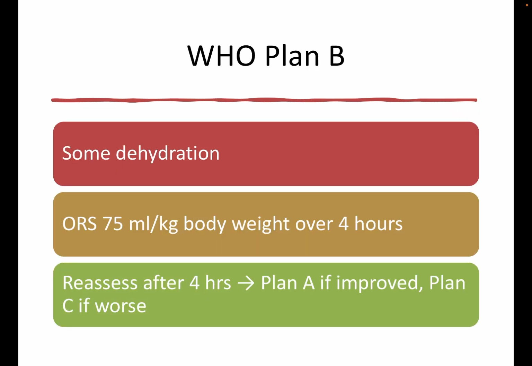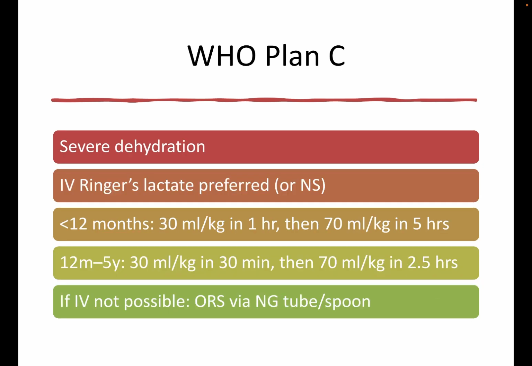Now, Plan B. This is for some dehydration, where ORS of 75 ml per kg body weight is given over 4 hours. Reassessment has to be done after every 4 hours, and we can shift to Plan A if improved. If it is not improving, then they have to shift to Plan C if the condition worsens. So what is Plan C? This is for severe dehydration. IV Ringer lactate solution is preferred, though NS also can be given.